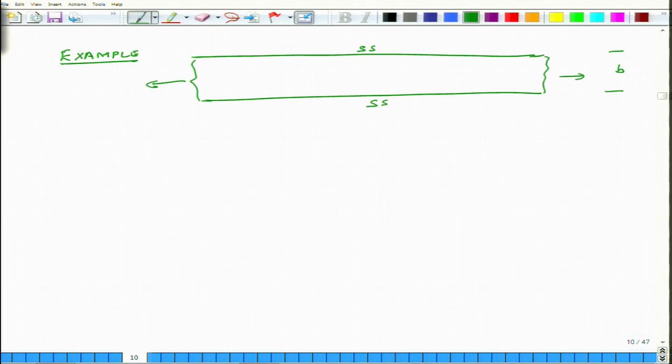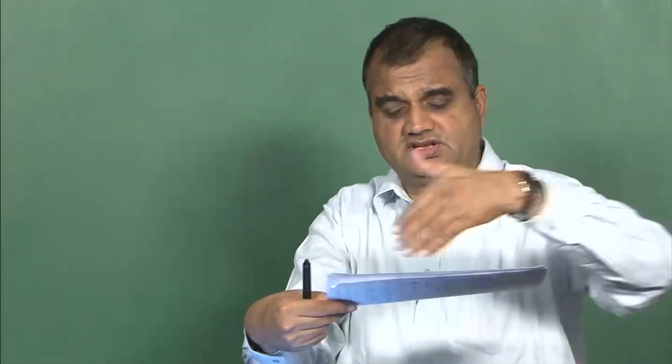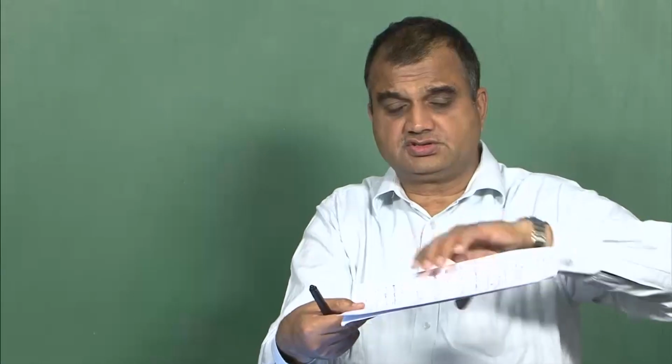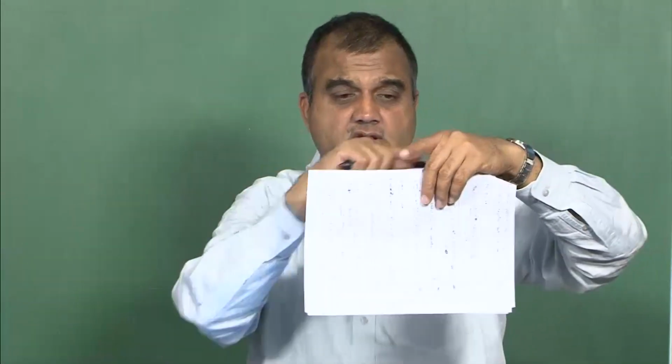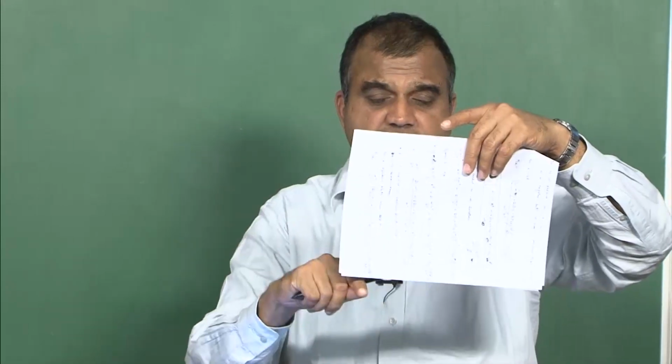So you have a long plate. The plate is extremely long and this plate is entirely simply supported on this edge and on this edge, on these two edges. Okay. So this is one edge, this is another edge, this is the length direction. The plate is very long, so it is simply supported on this edge and it is simply supported on this edge.